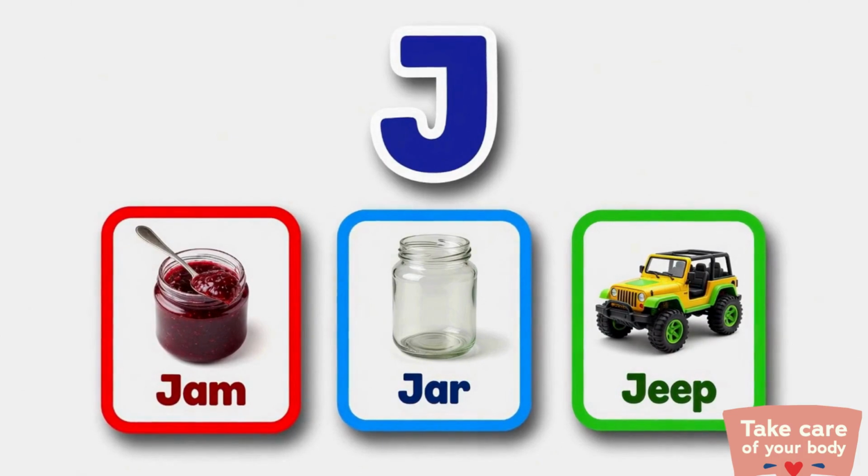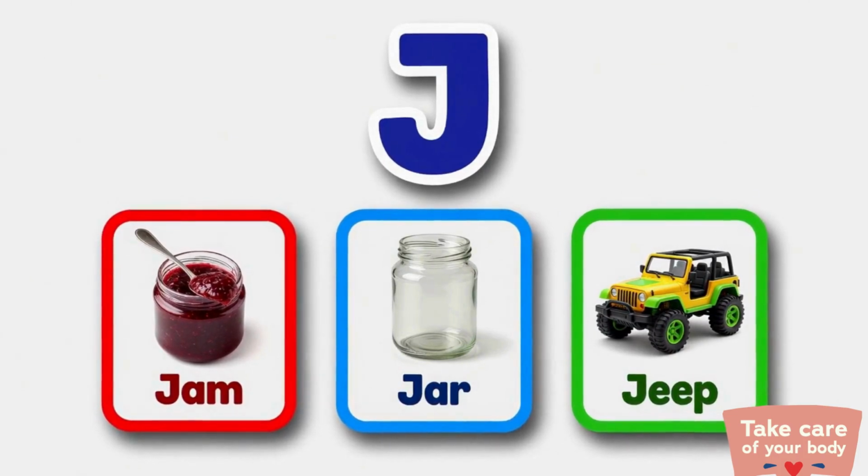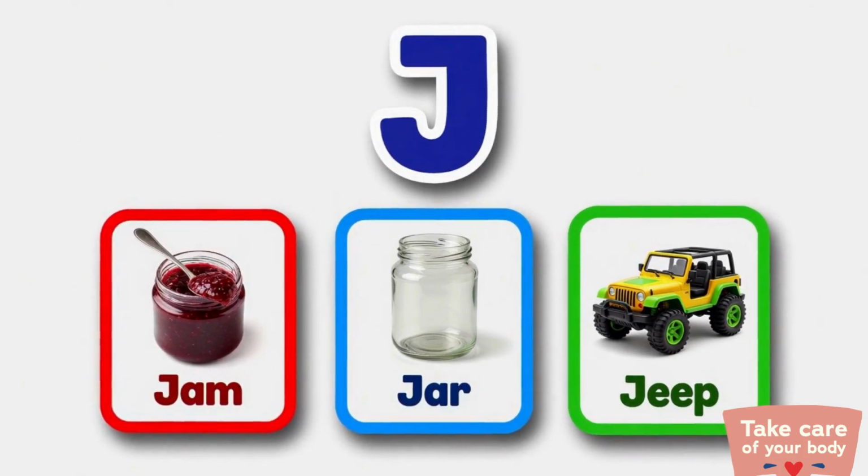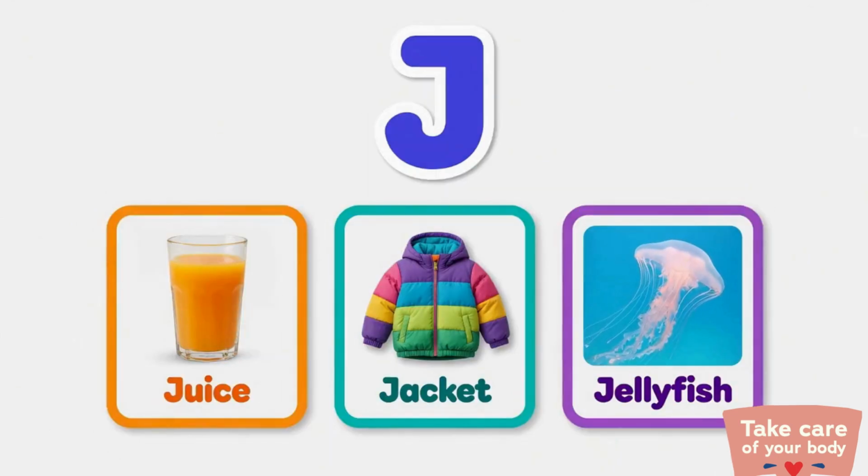This is the letter J. J is for jam. J is for jar. J is for jeep. J is for juice. J is for jacket. J is for jellyfish.